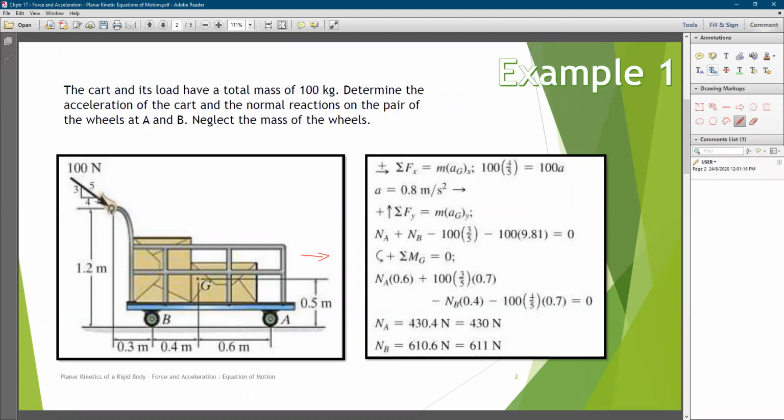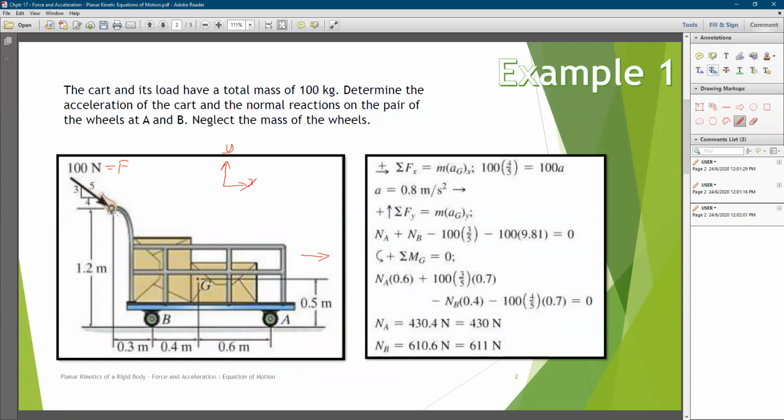As you can see also, the force here, we can name it F, is making an angle, and that particular angle can be represented by this trigonometric triangle. To solve this problem, first we want to determine the acceleration of the cart, and we can look at the X and the Y components.